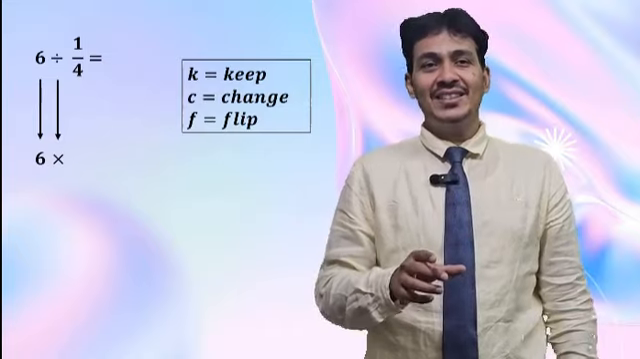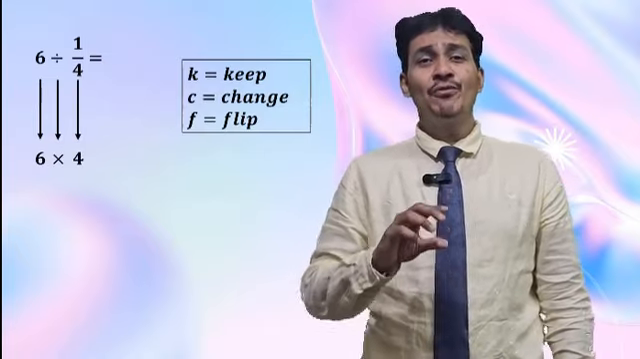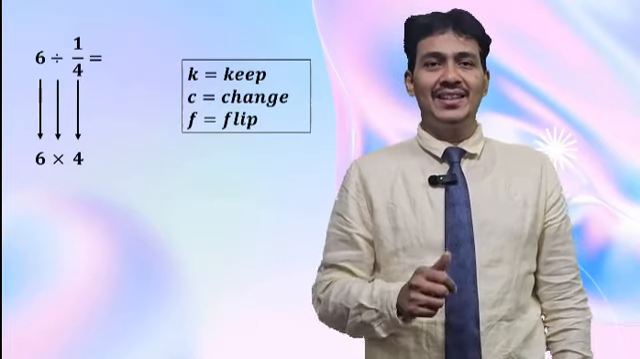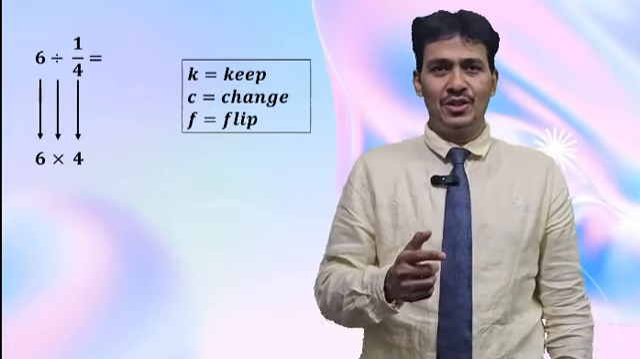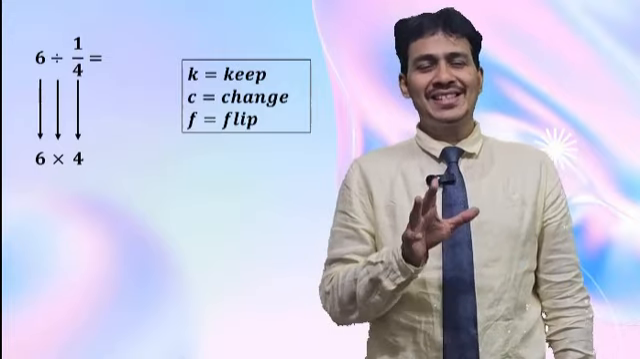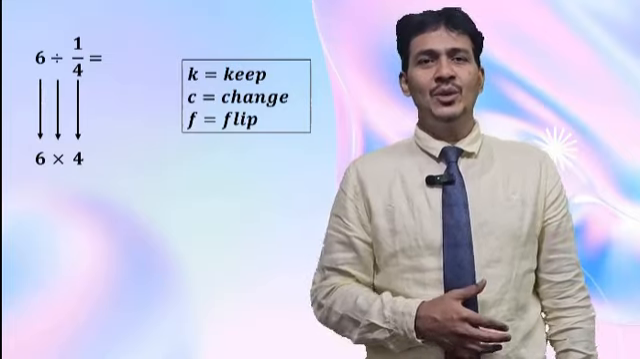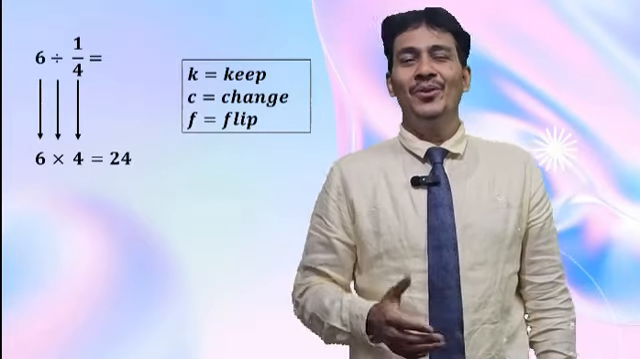You're going to change the sign from division to multiplication, and you're going to flip the fraction, like a reciprocal of the fraction. So 1/4 will become 4. Now this becomes a simple multiplication of two whole numbers. What will you get? You get 24.